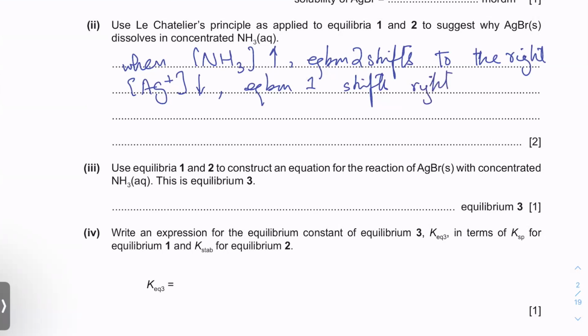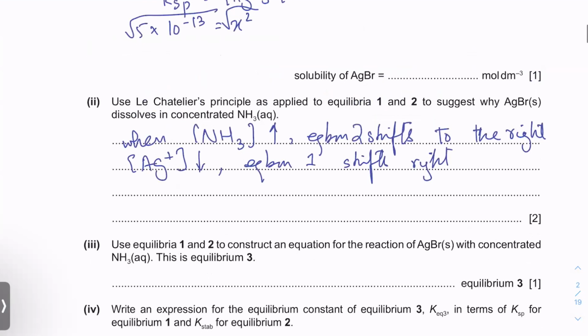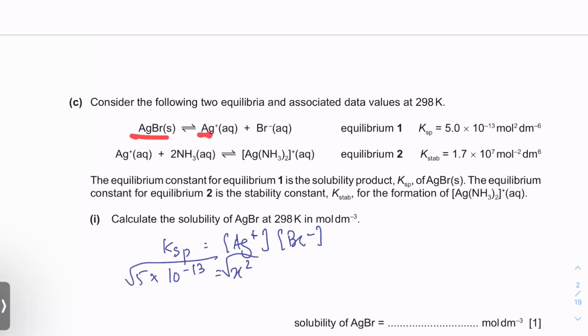और उसका मतलब ये कि वो solid dissolve हो जाएगा. Use equilibrium 1 and 2 to construct the equation for reaction of this with concentrated ammonia. तो बहुत आसान है. Basically, you just have to add both of these together. क्योंकि इससे ये बन रहे हैं और ये बन रहा है. ठीक है, तो ये पहले इधर से ये दोनों बनाता है, ये अमोनिया के साथ रिएक्ट करके ये बनाता है, और ब्रोमाइड वहीं का वहीं रह जाता है.